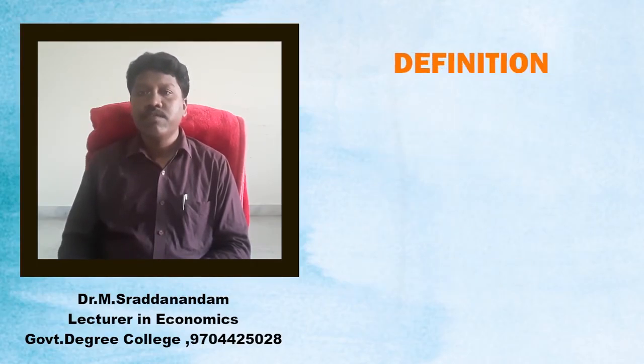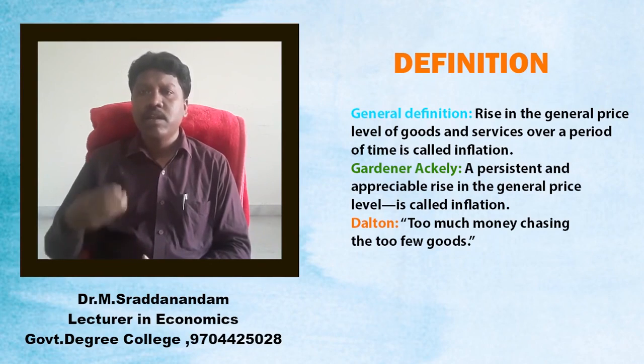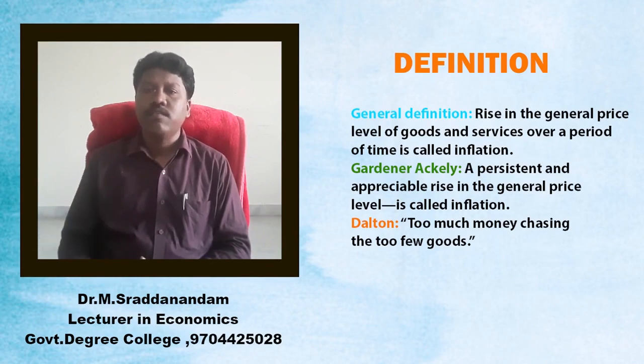When coming to the definition, there is a general definition: a rise in the general price level of goods and services is known as inflation. Next, there is the Gardner Ackley definition: a persistent and appreciable rise in the general price level is known as inflation. So it is nothing but a rising price level that is known as inflation.